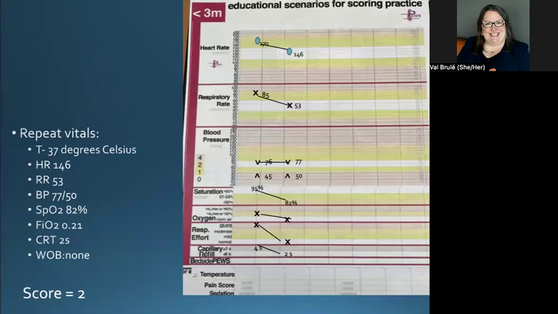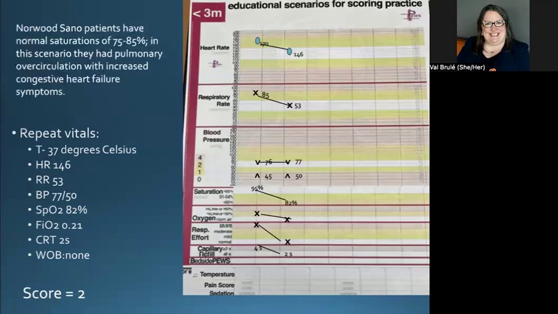So what happened for Elsa? As a point of review, Norwood Sano patients have normal saturations of 75 to 85% because they have a mixing and shunting lesion. In this scenario, they had pulmonary overcirculation with increased congestive heart failure symptoms.